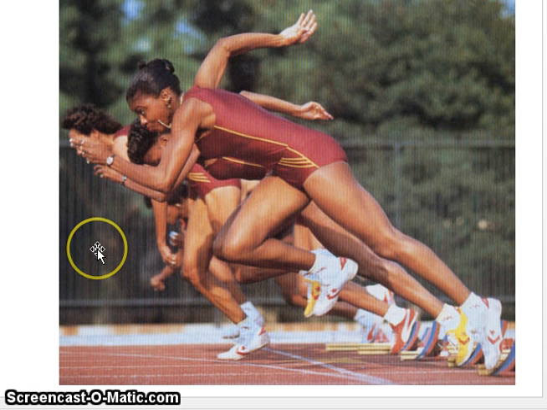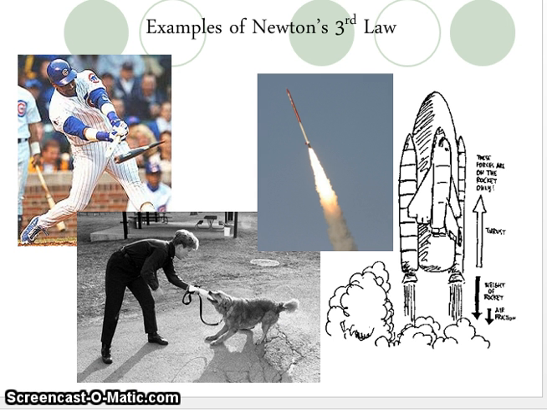Another great example, especially for all of you students that are in track, would be the starting block. The track runner pushes against the starting block, and the block pushes against the athlete. Let's look at some more examples. Here again is the baseball bat, the rocket, and a tug of war with your dog. All of these are great examples of Newton's third law.